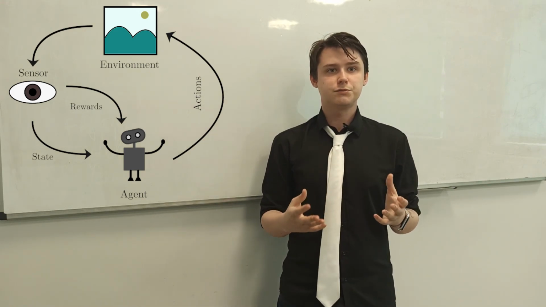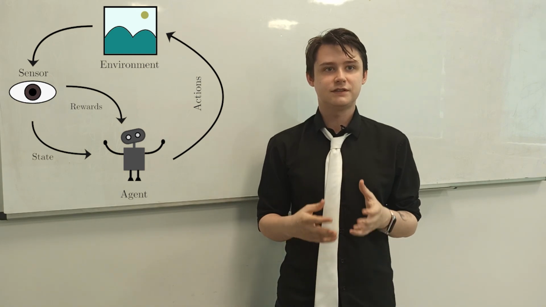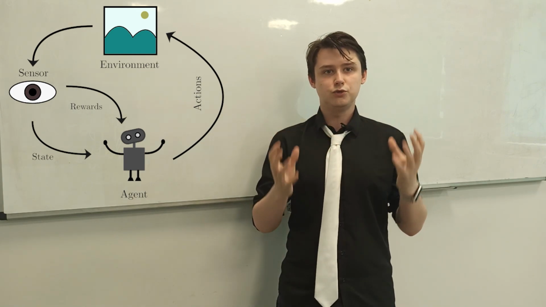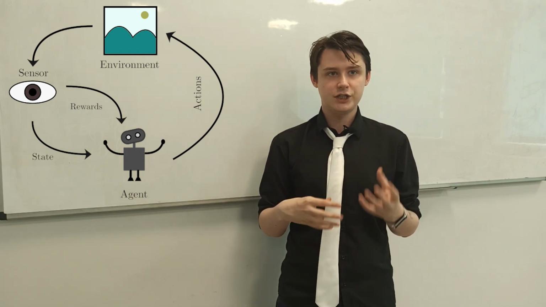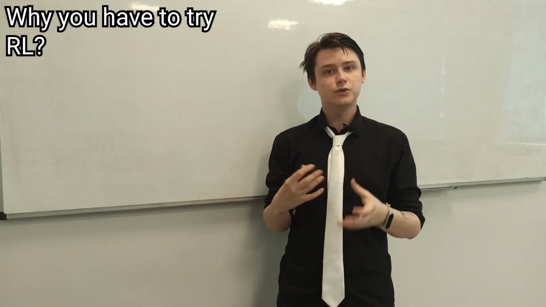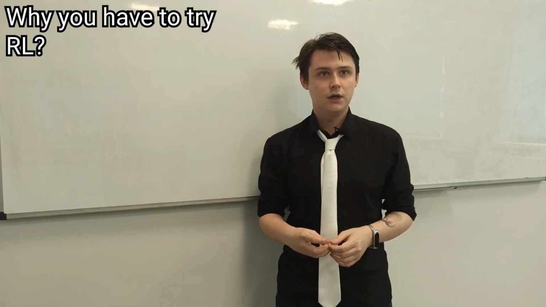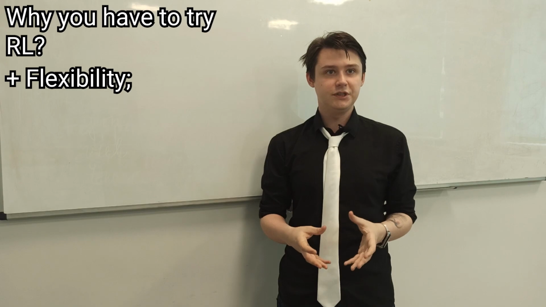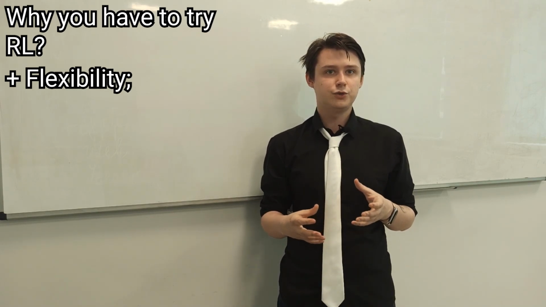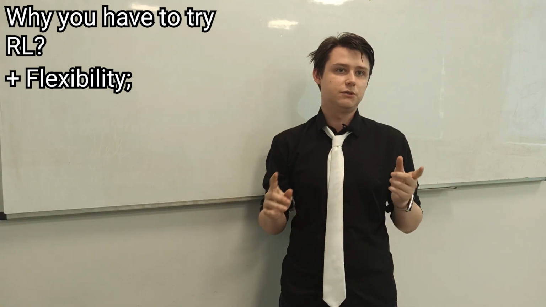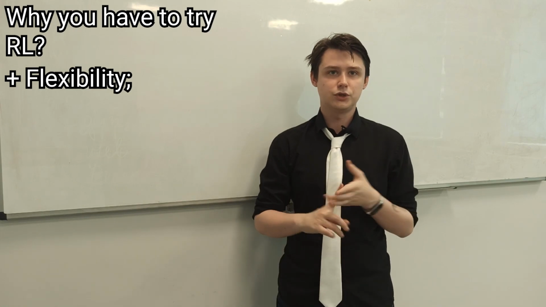This makes reinforcement learning particularly useful in scenarios where there is no clear-cut solution, but rather a range of possible actions that can lead to various outcomes. So the question is, why do you want to use reinforcement learning to solve optimal control? First of all, it's their flexibility. Reinforcement learning can be applied to a wide range of problems, including robotics, gameplay, and autonomous driving.